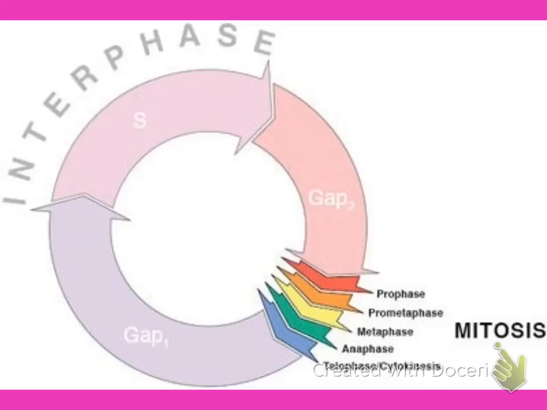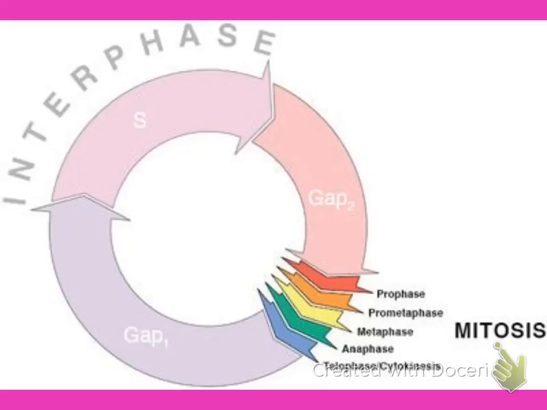G1 is the period of growth and activity in which cells do most of their growing. Cells increase in size and synthesis in G1. In S phase, the chromosomes are replicated and the synthesis of DNA molecules takes place.